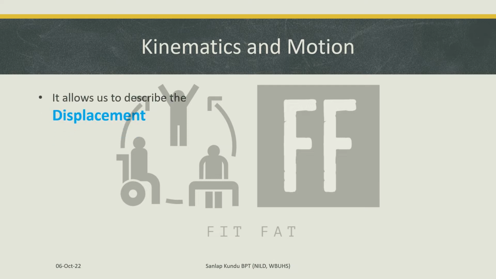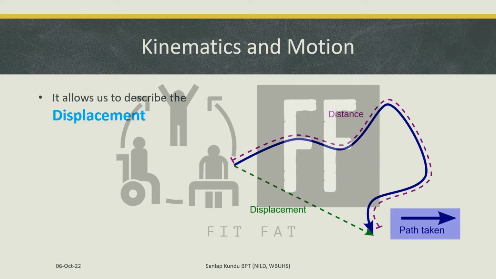So kinematics basically allows us to describe the displacement. Now, I think all of you know the difference between displacement and distance. In this figure, if you travel from point A to point B, then the distance is considered as the total amount of path that you have taken. The direction will not be considered, so it is a scalar quantity. But displacement is the least amount of path between point A and point B. So it has a specific direction and it is considered a vector, right?